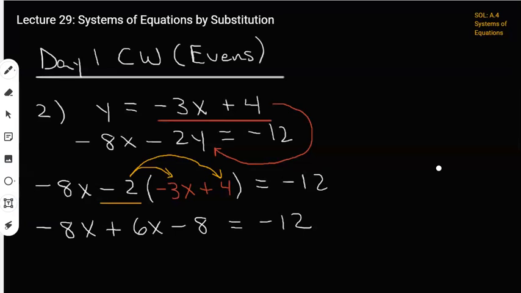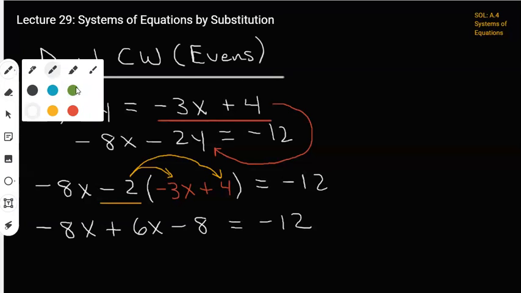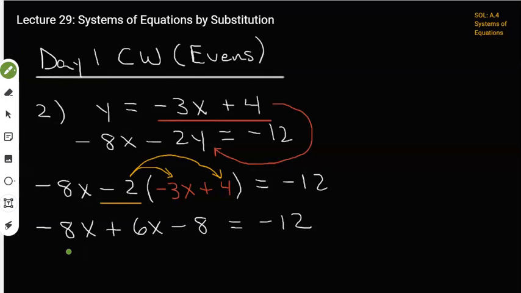Okay, so now do you see like terms? We can add these first two terms, right? I'm going to underline them, the negative 8x and the 6x. We can combine those because they're like terms. They both end with an x. So negative 8x plus 6x is going to give me negative 2x.